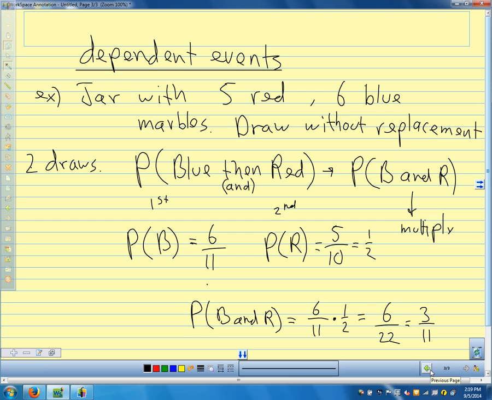Are we good with this one? Not too difficult. It's really the same thing as the last one. We just have to calculate our second probability after we've done this first pick.